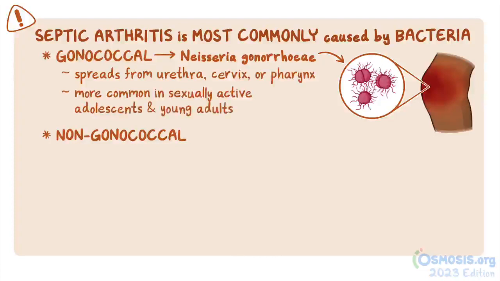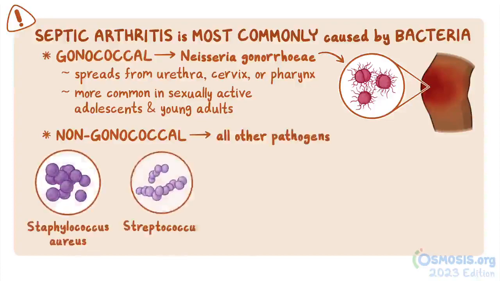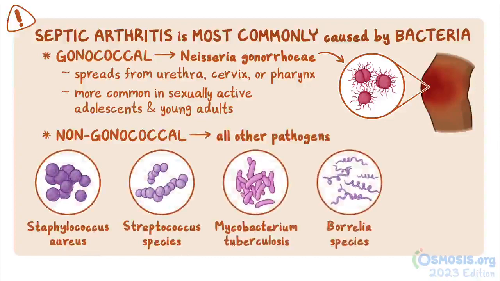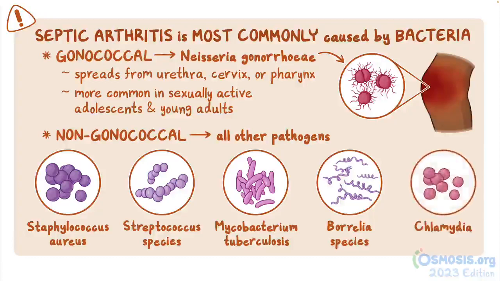On the other hand, non-gonococcal arthritis is caused by all other pathogens, especially Staphylococcus aureus, but also Streptococcus species, as well as Mycobacterium tuberculosis and Borrelia species. Another less common cause of septic arthritis in sexually active individuals is chlamydia.